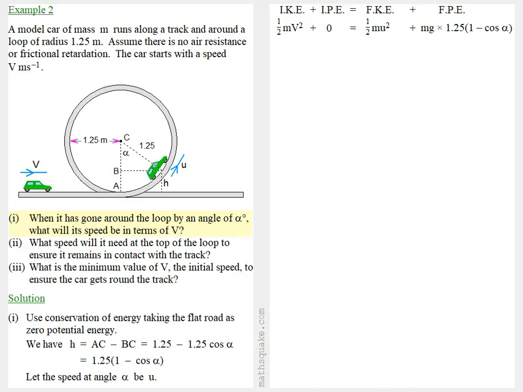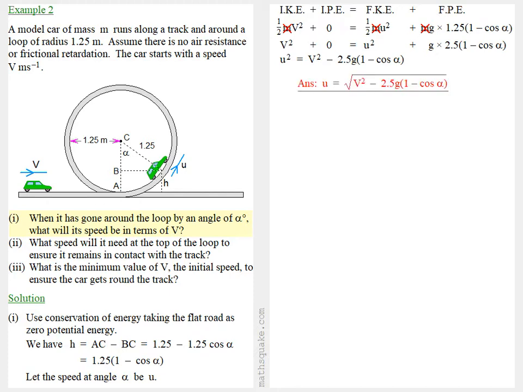Now we can cancel the m's, and we can multiply all the way through by 2. And that gives us v squared plus 0 equals u squared plus g times 2.5 into 1 minus cos alpha, or u squared equals v squared minus 2.5g into 1 minus cos alpha. And so our answer is u is equal to the square root of v squared minus 2.5g into 1 minus cos alpha.